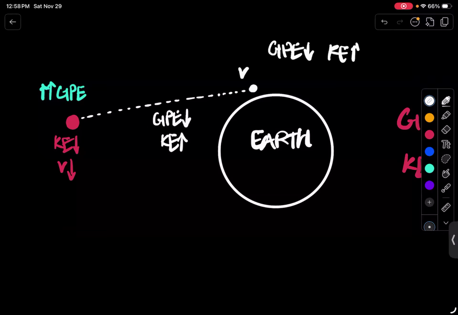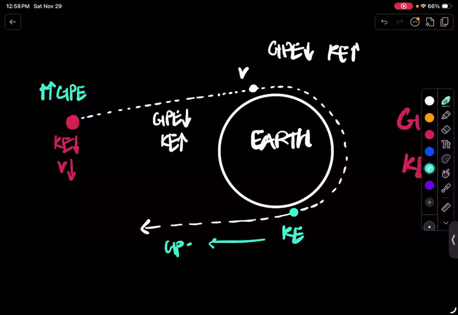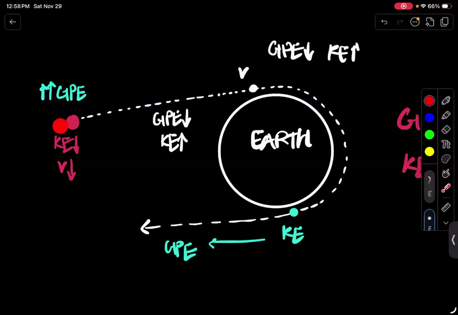But if it has a certain amount of velocity, it's not going to fall down, right? It's going to keep on continuing and Earth keeps curving its path. And then what happens is it continues in the opposite direction. Now what's happening is that the kinetic energy is being converted into gravitational potential energy again. So it's like a seesaw.